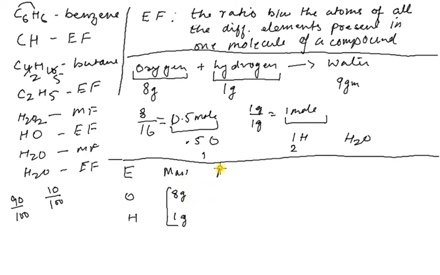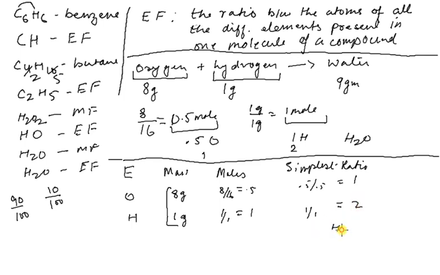So we have the mass and the moles. What we get over here is 8 by 16 and 1 by 1, that is 0.5 moles and 1 mole. Then we have the simplest ratio, 0.5 by 0.5 and 1 by 1. We get 1 over here and 2 over here, so the ratio becomes H2O. Okay, thanks for watching the video.